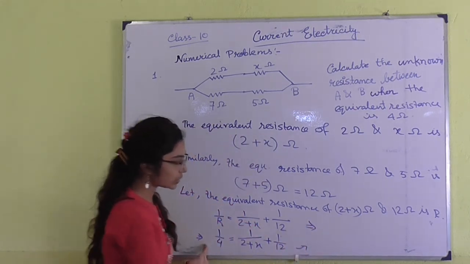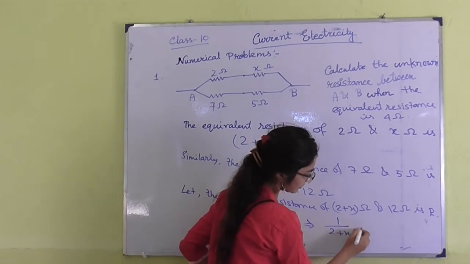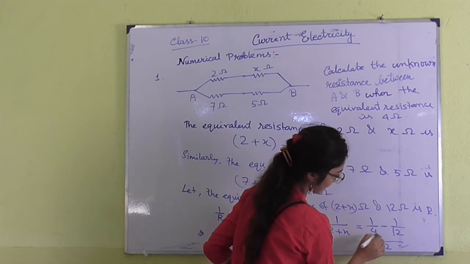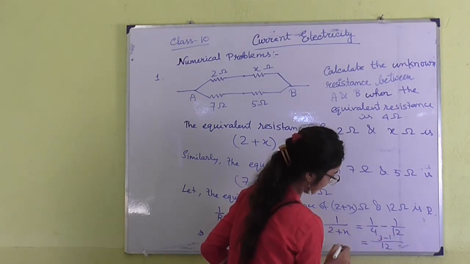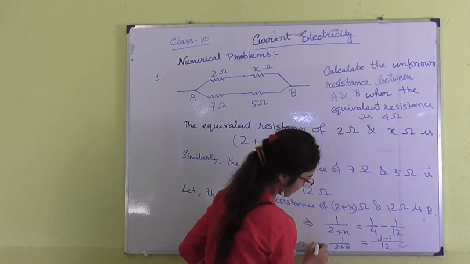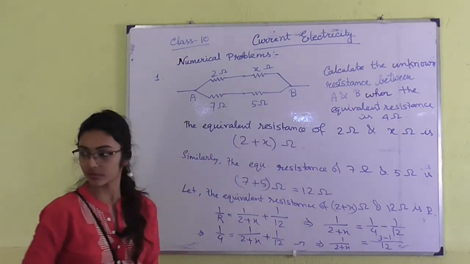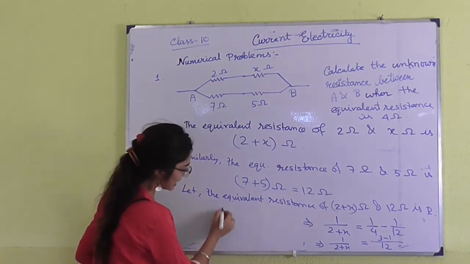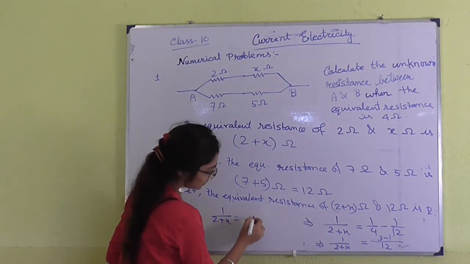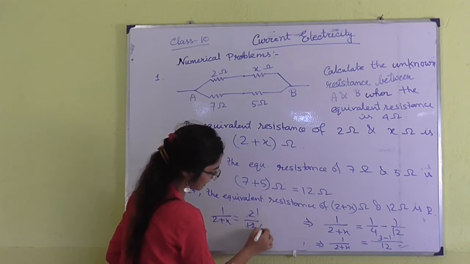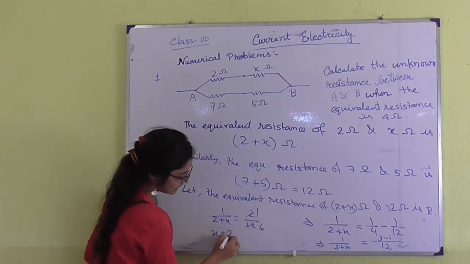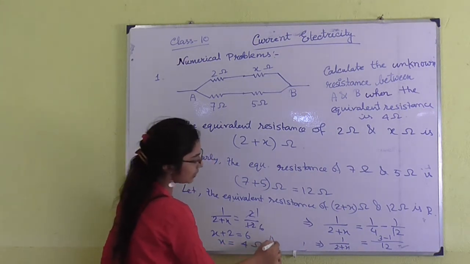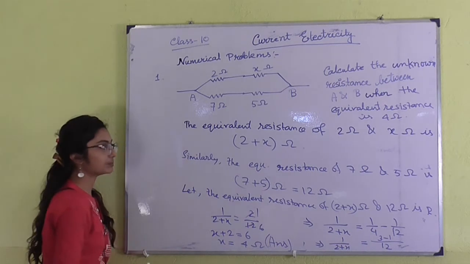Now this is only solving the equation, nothing else. I am rubbing this portion. 1 by 2 plus x is equal to 2 by 12. So this is 1 by 6. So x plus 2 is equal to 6, x equals 4 ohm. So the unknown resistance is 4 ohm.